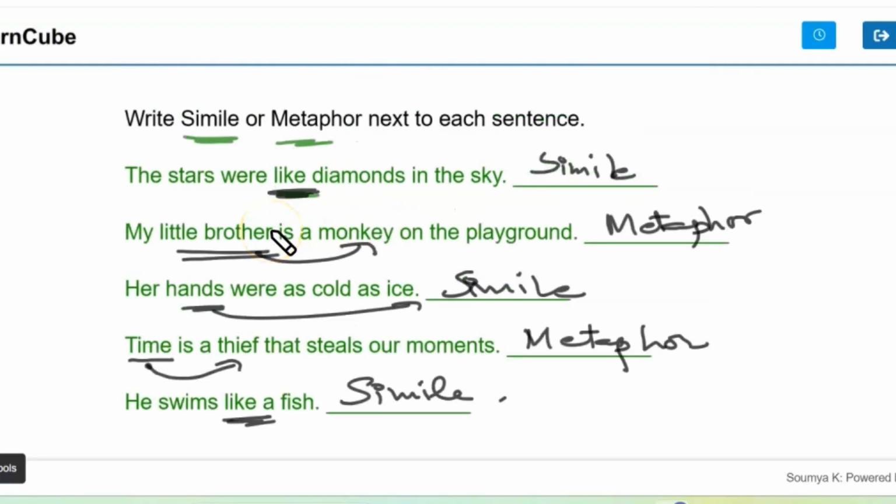Hope this video was useful to you, where you got the difference between both these terms, simile and metaphor, and you can use it well in your writing.